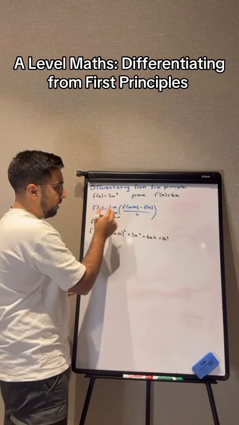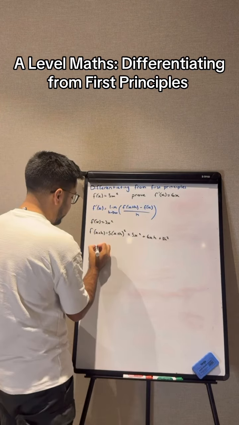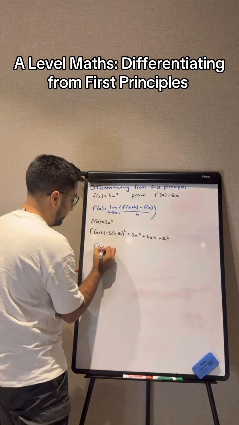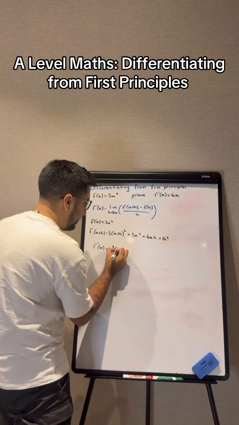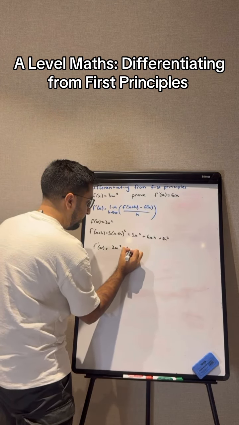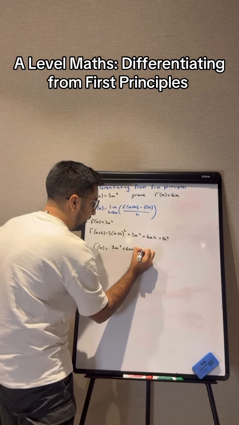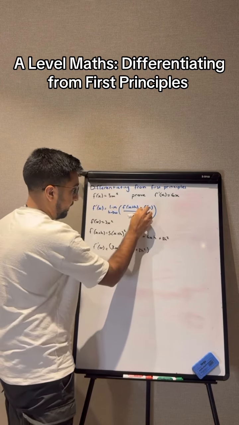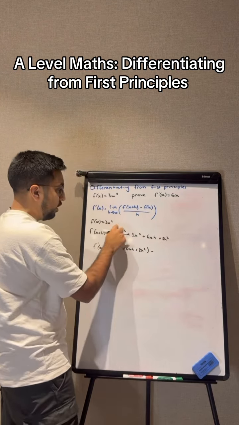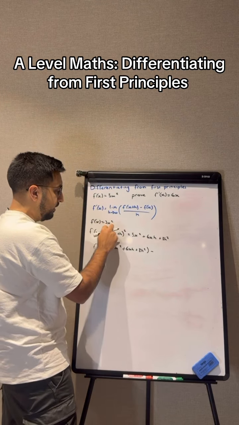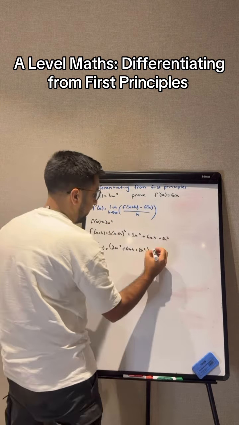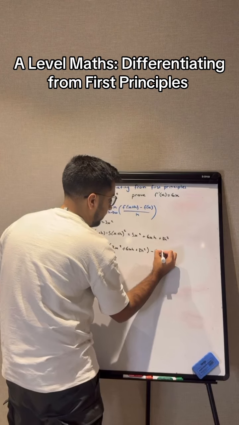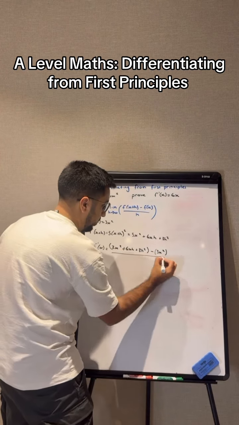So at the first part, I always ignore the limit because it's pretty useless until the end. So f of x plus h is this. And we're going to put everything in brackets because of this minus sign. If this function had any more than one term, there's a high chance you'll make a mistake here. And it's all over h.